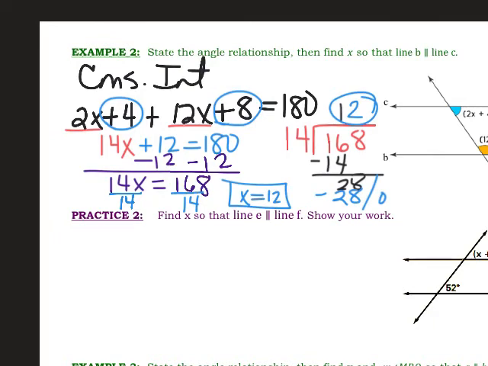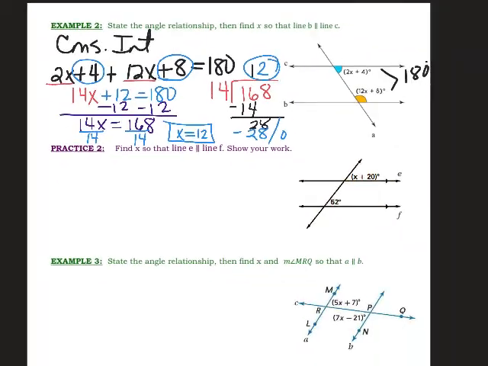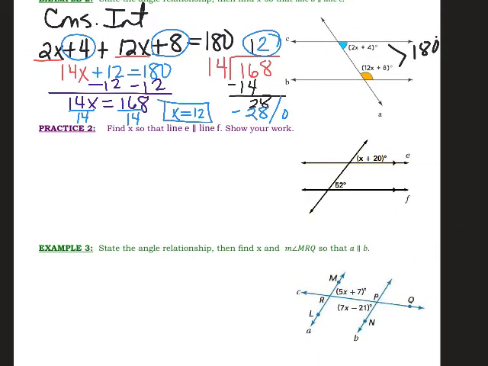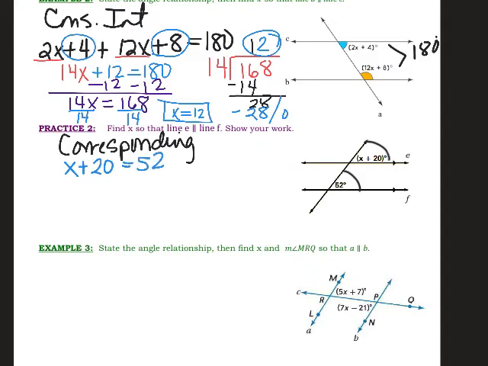All right, I'm going to give you a moment to try practice 2. All right, guys, look at practice 2. What kind of angles are they? Who can tell me? Corresponding, good. And what's true about corresponding angles? They're what to each other? Equal, good. So if they're equal, we just drop an equal sign right in between the two different equations. The opposite of adding 20 is to subtract 20. So x equals 32.